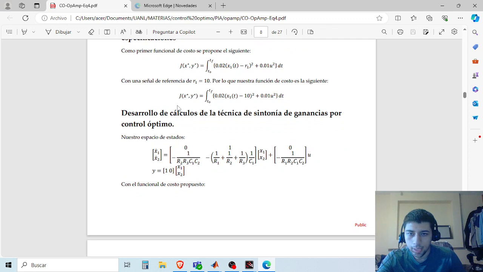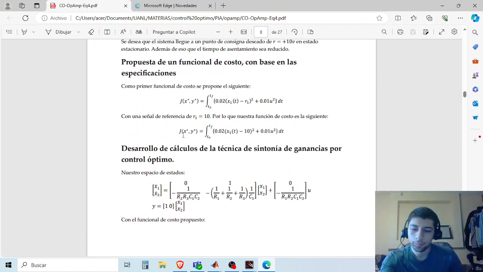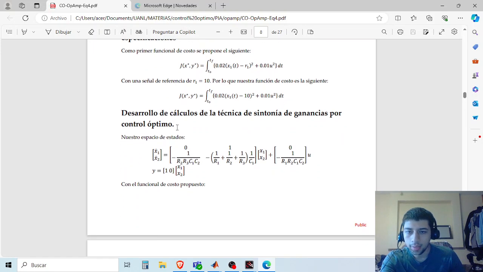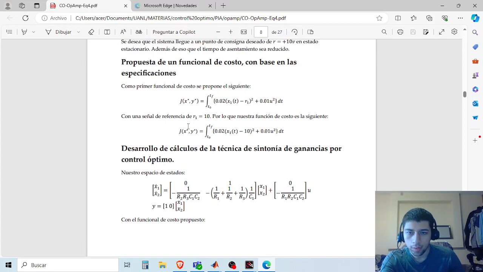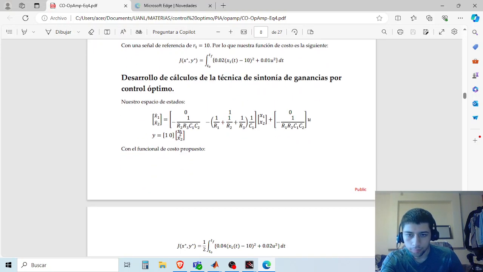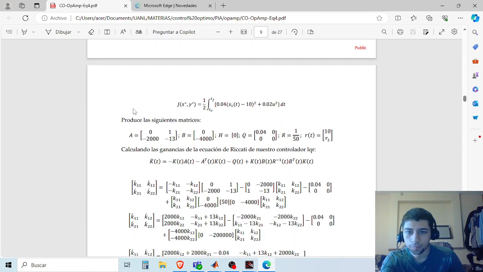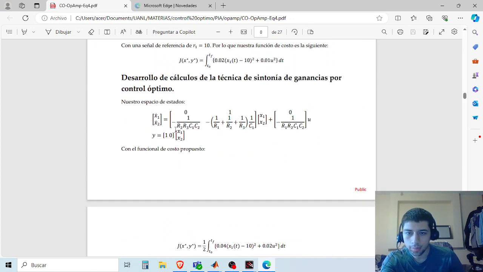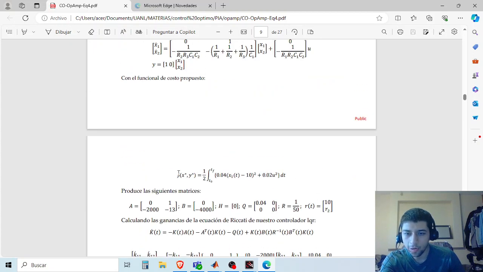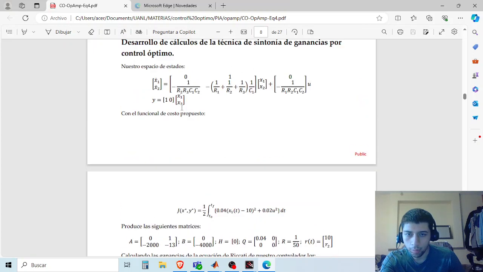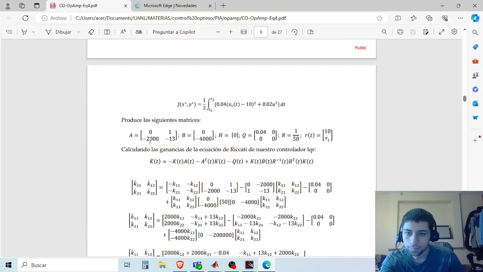So this gives us the following cost function, and now we are gonna develop all the gains and the control law for this particular system with these particular restrictions. And so this would be our system in state space model. This would be our cost function. So these two equations derive the following matrices.